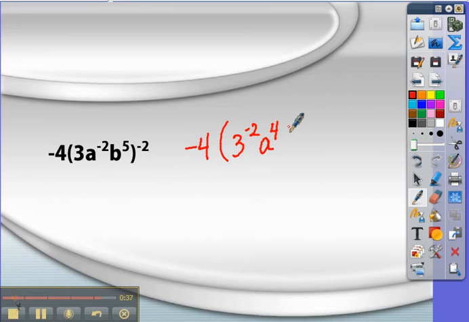Anything with a negative power needs to go to the denominator, so I'm going to have a -4 that's going to stay where it's at. That's not a negative power. But this 3 to the -2nd has to go to the denominator. I'm going to go ahead and call it a 9 because it's going to be a 3 squared down there. My a to the 4th is fine on top because it has a positive power. And my b to the -10th, oh, negative power, has to go down. And you're done. Good luck.